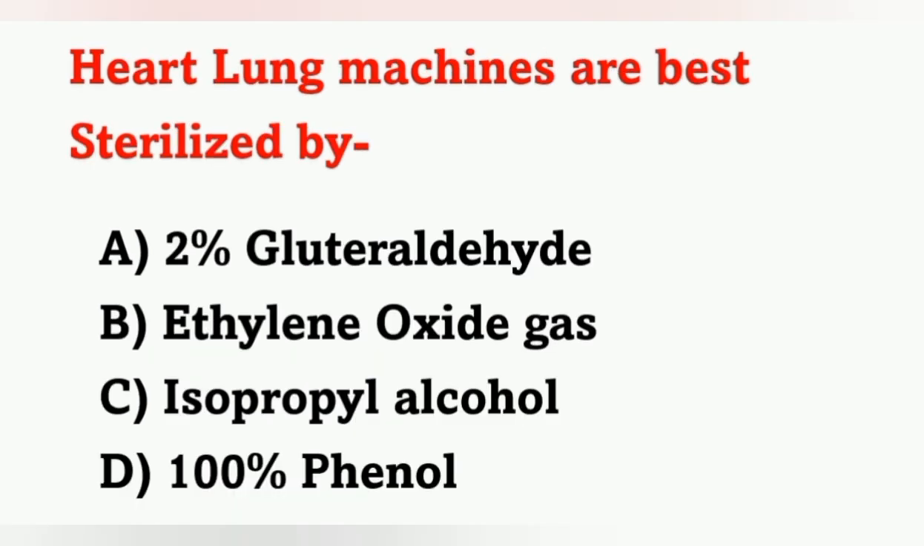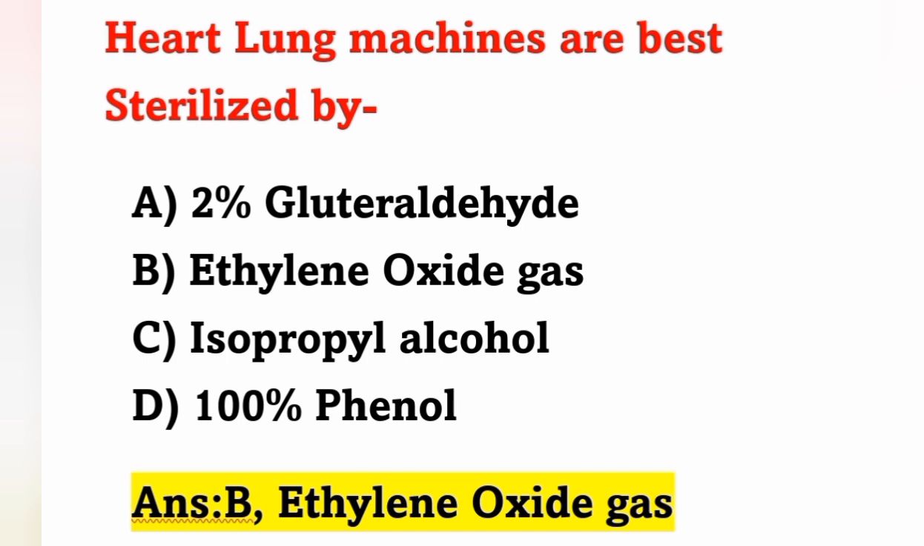Heart-lung machines are best sterilized by? Option A 2% glutaraldehyde, option B ethylene oxide gas, option C isopropyl alcohol, option D 100% phenol. Question, which one is used for the sterilization of heart-lung machines? The correct answer is ethylene oxide gas. Option B is the correct answer. First option 2% glutaraldehyde is used for the sterilization of endoscope, cystoscope and also rubber catheters.